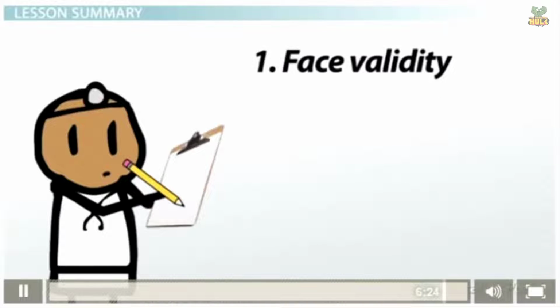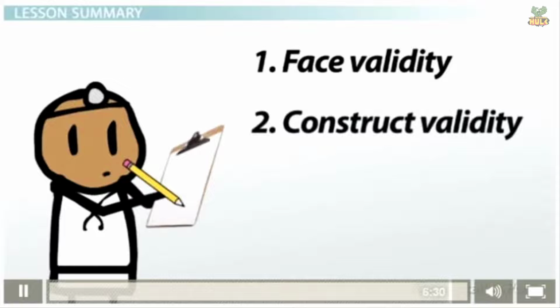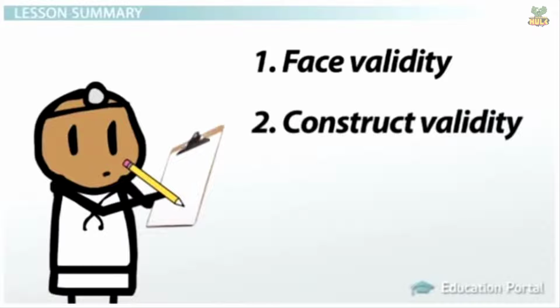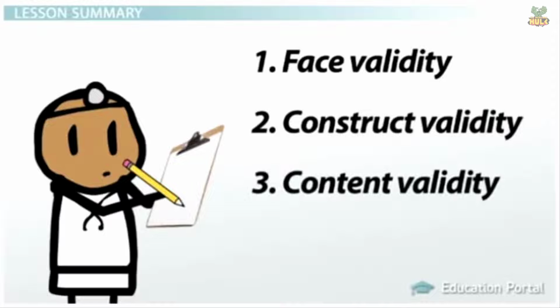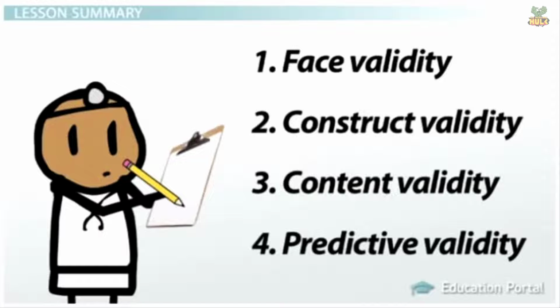Face validity is the extent to which a tool appears to measure what it is supposed to measure. Construct validity is the extent to which a tool measures an underlying construct. Content validity is the extent to which items are relevant to the content being measured. Predictive validity is the extent to which responses on a measure can predict future behavior.